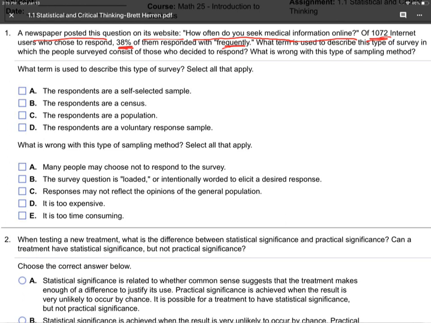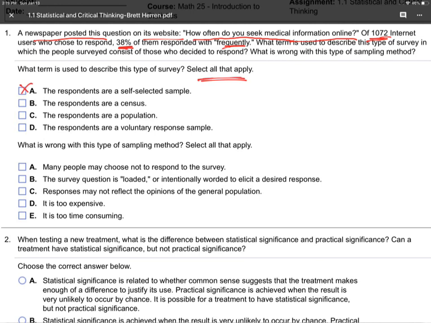Is it A? The respondents are a self-selected sample. Yeah. Right? Do you get the idea? They were not randomly chosen. That's how you get to the truth. You randomly pick people and ask them. You don't just say, hey, who wants to answer? Because you get the what? The extreme people. The people that are highly interested in that topic. So yeah, that's true, but it's select all that apply.